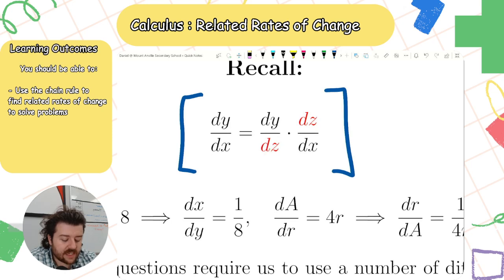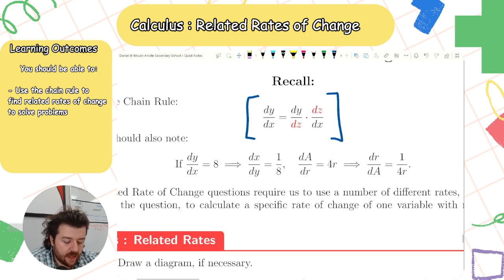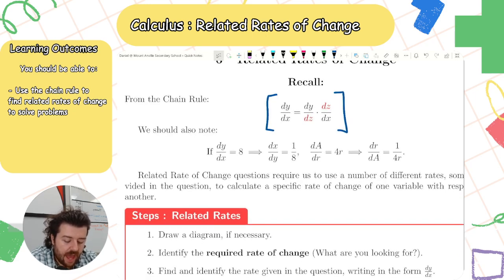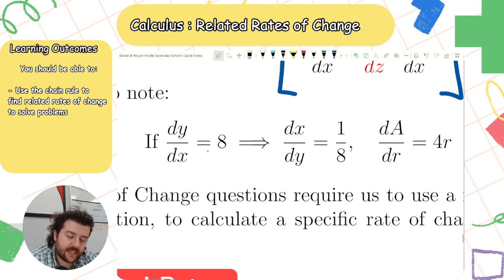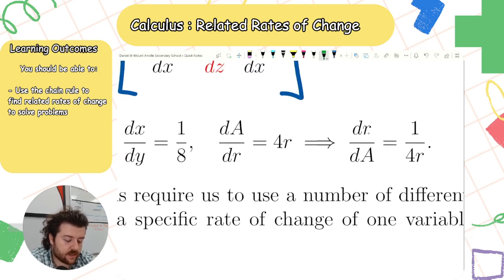So this is what related rates of change is. We're essentially using the little puzzle pieces we get within our questions to form the answer we're looking for. It's really important to know that if I have dy/dx equals 8, then if I want to find dx/dy, that is just 1 over that. You put it over 1, flip it upside down, and find the reciprocal. For example, here dA/dr is 4r, so therefore dr/dA is 1 over 4r.